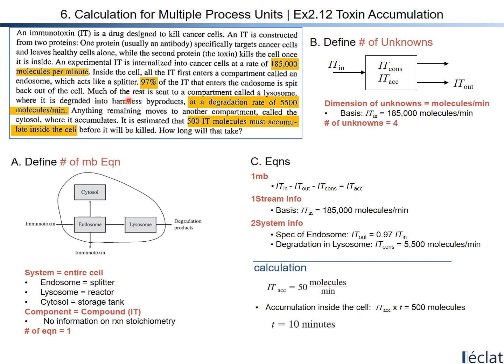Much of the rest is sent to a compartment called a lysosome. So this is the lysosome, where it is degraded into harmless byproducts at a degradation rate of 5500 molecules per minute. This is another system performance specification of the lysosome.